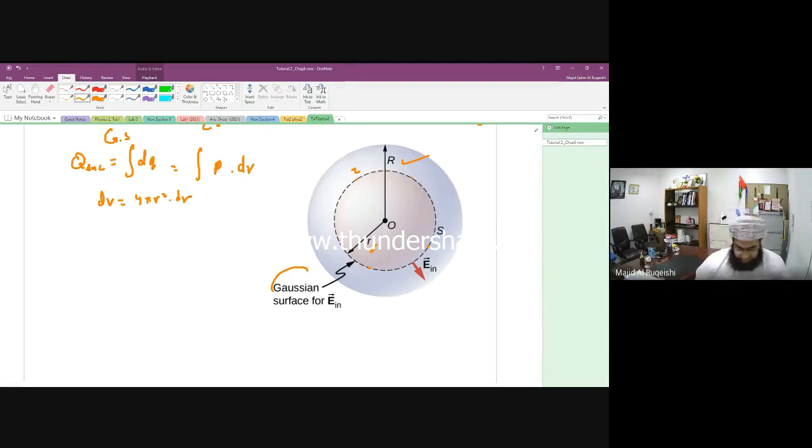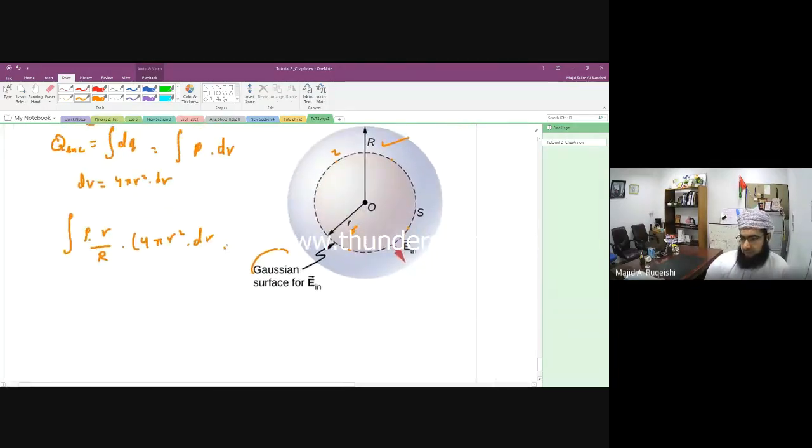Okay. Now we have everything with us, so we will make the integration. We know rho is just rho naught r over r capital, and that multiplies with the 4πr squared dr. And we are integrating actually from where to where.